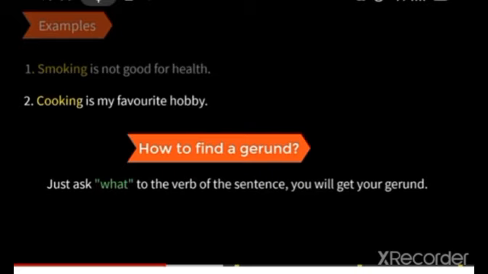How to find a gerund? How we can identify whether this word is a gerund? It's easy. Just ask what to the verb of the sentence. You will get your gerund. For example, what is not good for health? Of course, smoking. So here smoking is gerund. What is my favorite hobby? That is cooking. Here cooking is gerund.